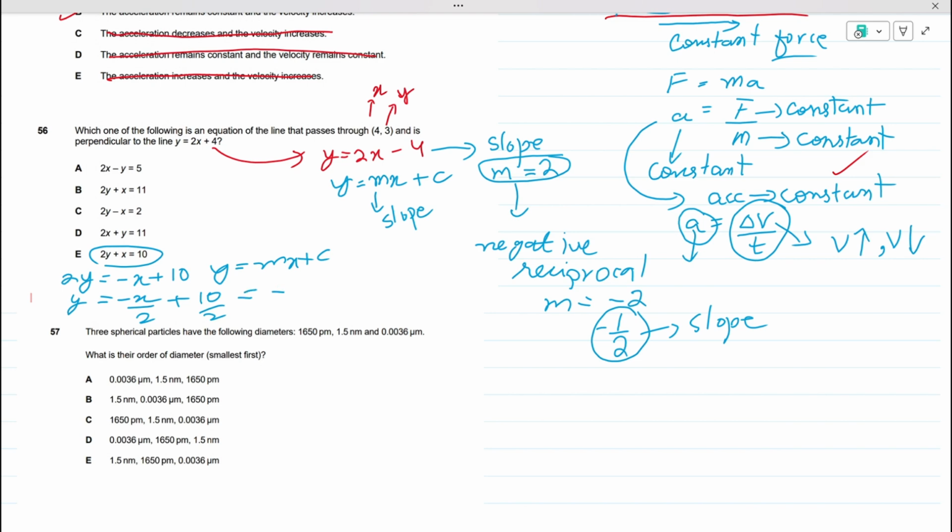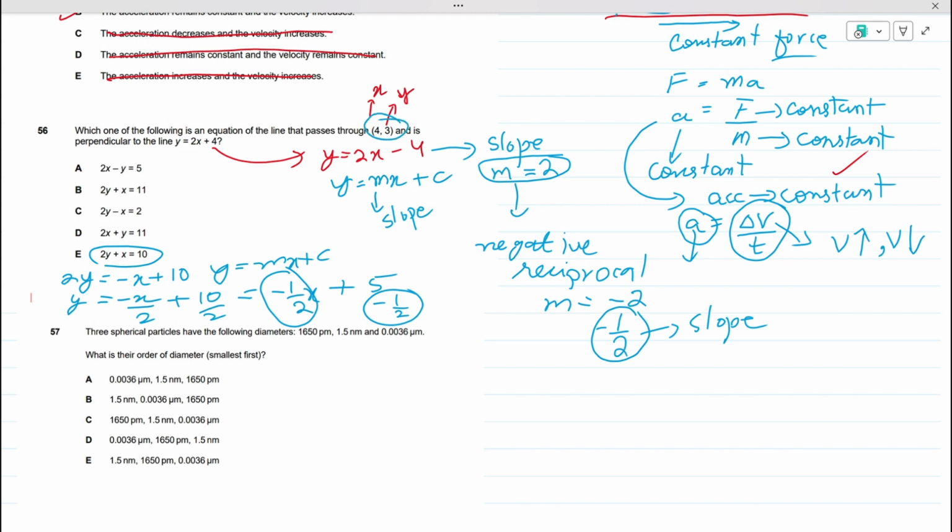Now I can write it like this: minus 1 upon 2 x, because x multiplied by minus 1 gives minus x by 2, plus 10 by 2 is 5, since 2 ones are 2 and 2 fives are 10. So from here, what is my slope value? y equals mx plus c, so the m value is now minus 1 upon 2. So the value of my slope is coming from this equation as minus 1 upon 2, which I was finding.